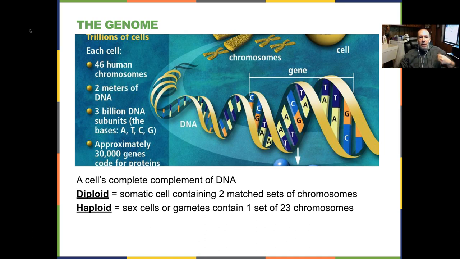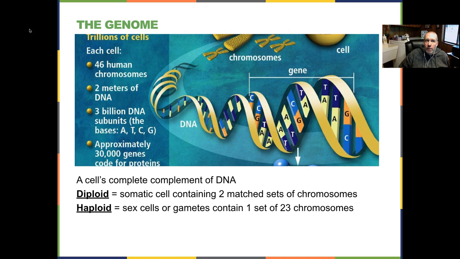So every cell contains a complete complement of DNA, and we're going to use some terminology like diploid and somatic cell. Somatic cells are the cells that are everywhere in our body except for our testes or ovaries. So every skin cell, heart cell, everything else except the cells in our testes and ovaries contains two complete matched sets of chromosomes, all 46 of them. We refer to that as the diploid number. Di meaning two, so two matched sets of chromosomes. The sex cells, or gametes, found in our testes and ovaries, only contain half of that, one set of 23 chromosomes.